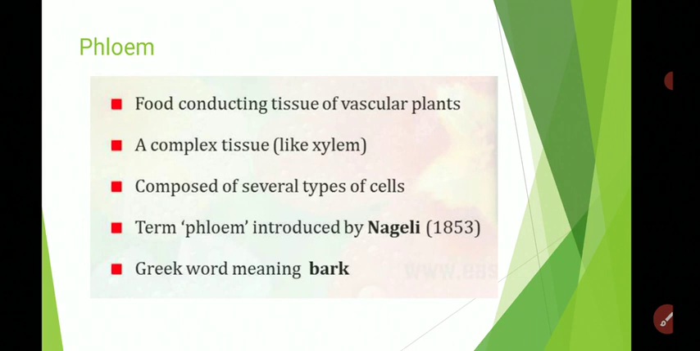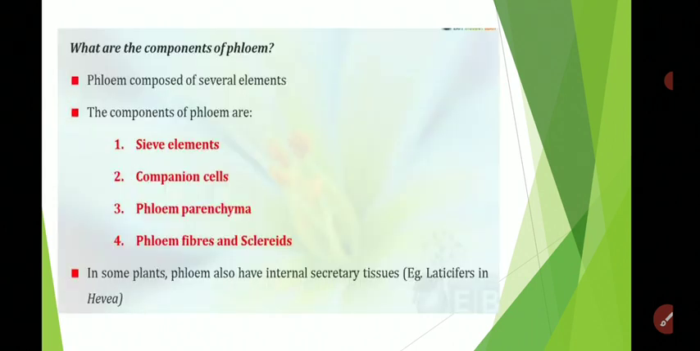This word phloem was introduced by Nageli, from the Greek word meaning bark. So phloem is composed of several elements. The components of phloem are as follows. First one, sieve elements. Secondly, companion cells. Thirdly, phloem parenchyma, and lastly, phloem fibers and sclerites. In some plants, phloem also has internal secretory tissues, for example, lactiferous tissue in Hevea.